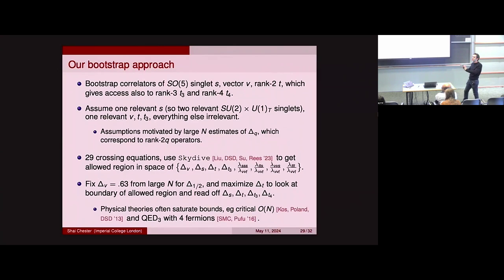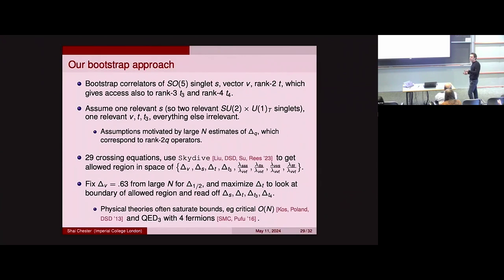So there is some evidence that QED3 with 4 fermions might saturate the bound. Of course, this is not a fixed story. The story which is somewhat more rigorous is that the Wilson-Fisher fixed points definitely do saturate bootstrap bounds. But for QED3 with 4 fermions, there's still some debate. And so this motivated us to look at some point on the boundary of the allowed region.